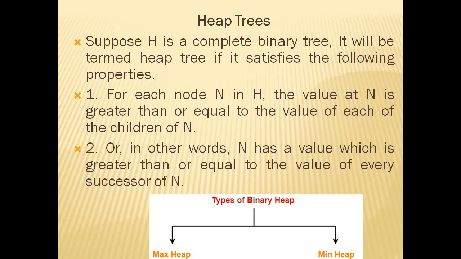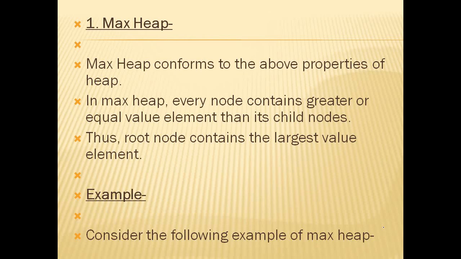So we can classify heap trees into two types only. One is called max heap, another is called min heap. Max heap and min heap we have. A max heap is nothing but a heap tree following the properties we discussed, and in a max heap, every node contains a value greater than or equal to the elements of its child nodes.